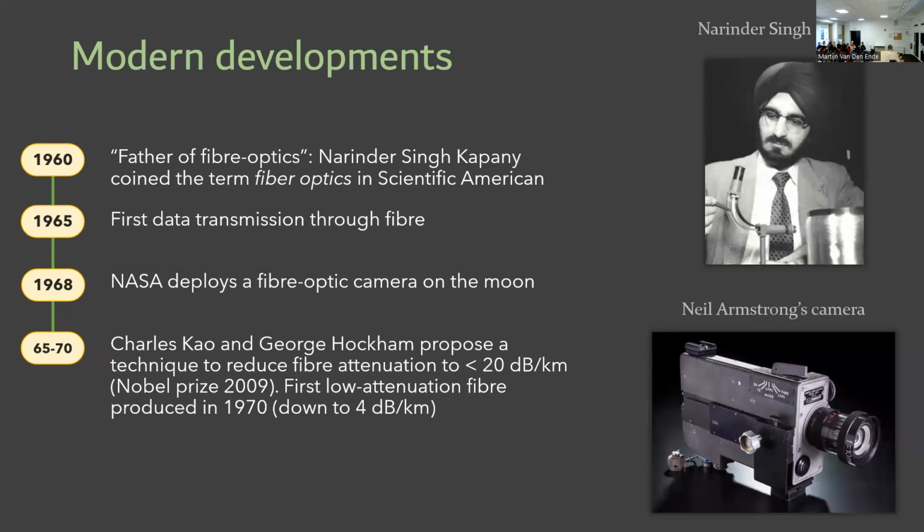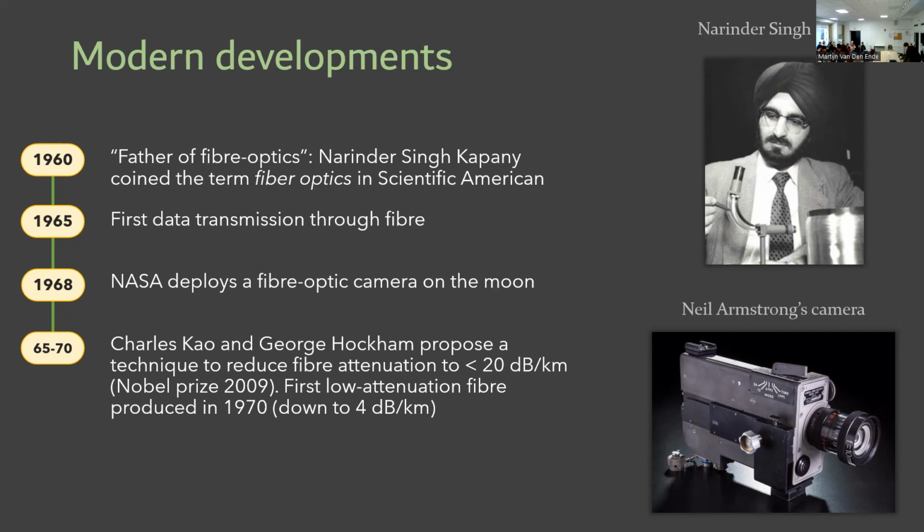And so around the early 1970s, they brought it down even further to about 4 decibels per kilometer, meaning that you can really cover large distances with fiber.